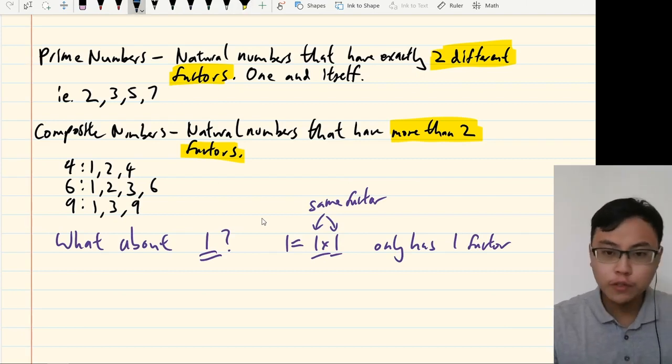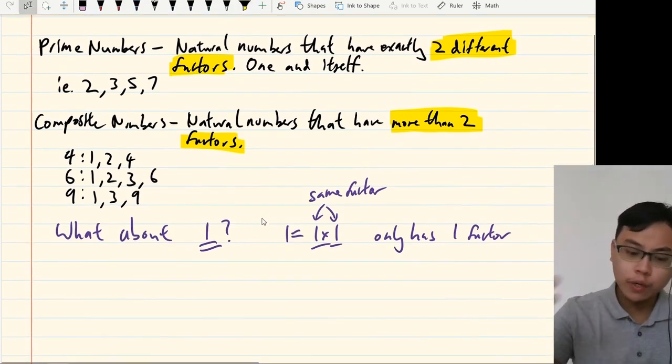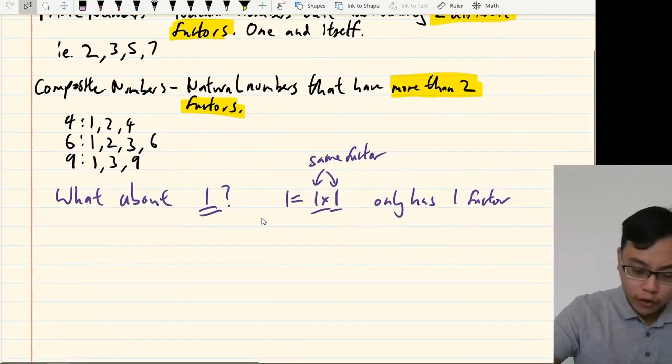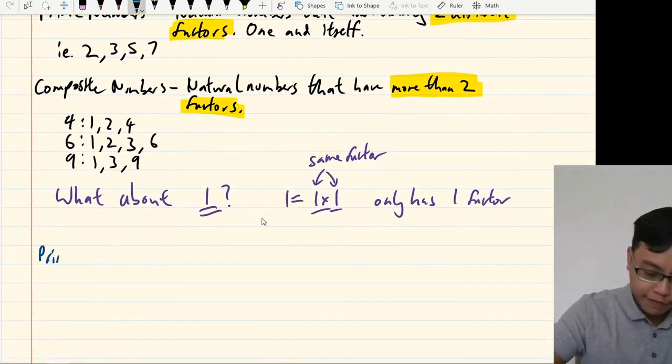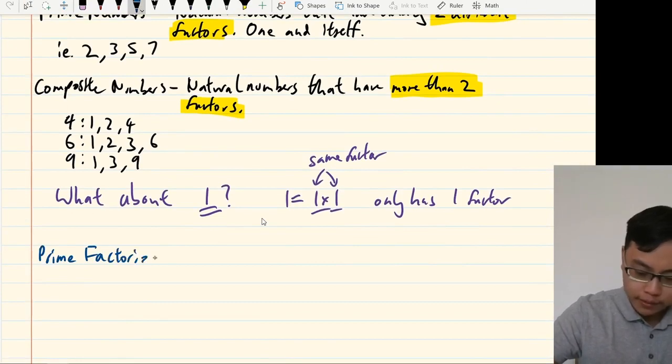So let's move on to the next thing. Now that we know what a prime number is, let's move on to something called prime factorization.